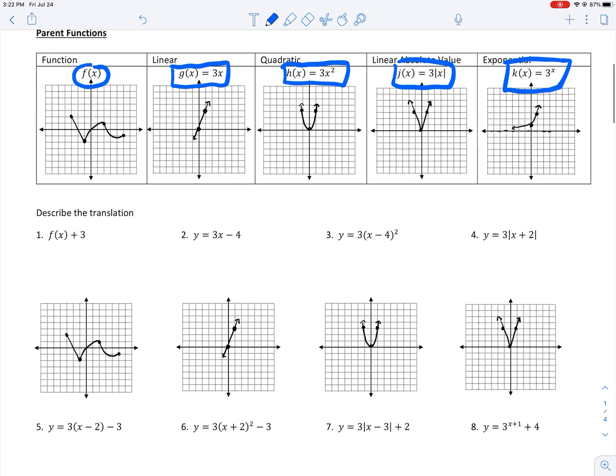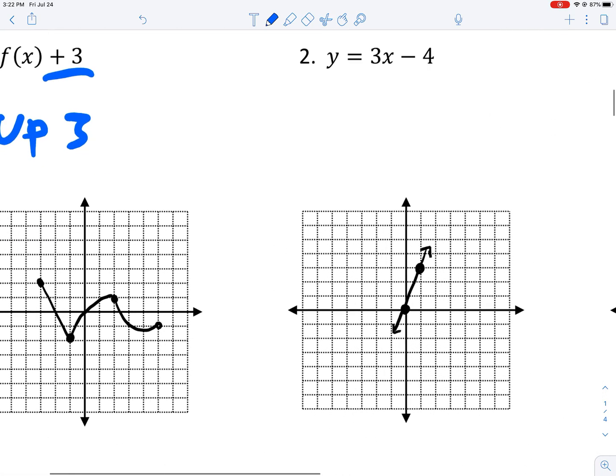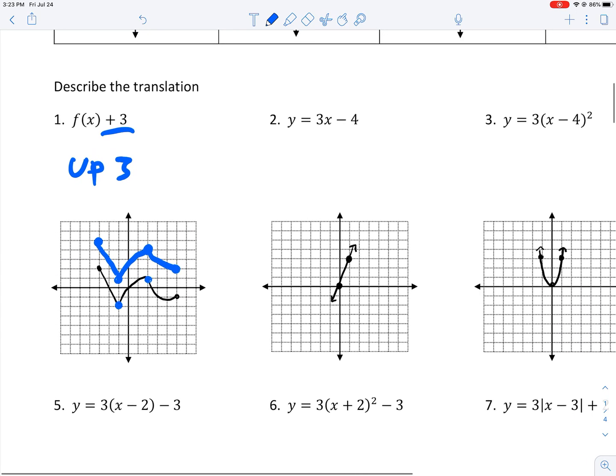Okay, so first one, we're going to have f of x plus 3. So we want to describe it. Plus 3 means you're going to go up 3. So I'm going to take the points and move them up 3. I'm not going to move every single point. I'm going to choose a few key points, move them, and then just retrace the graph. So I'm going to move this point 1, 2, 3 up. Next point here, 1, 2, 3. Here, 1, 2, 3. Here, 1, 2, 3. And then just reconnect the graph using the graph below as a guide.